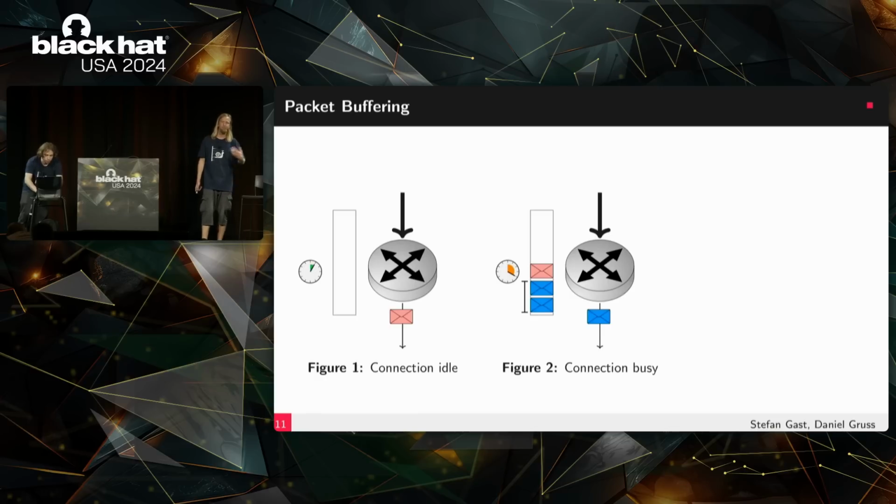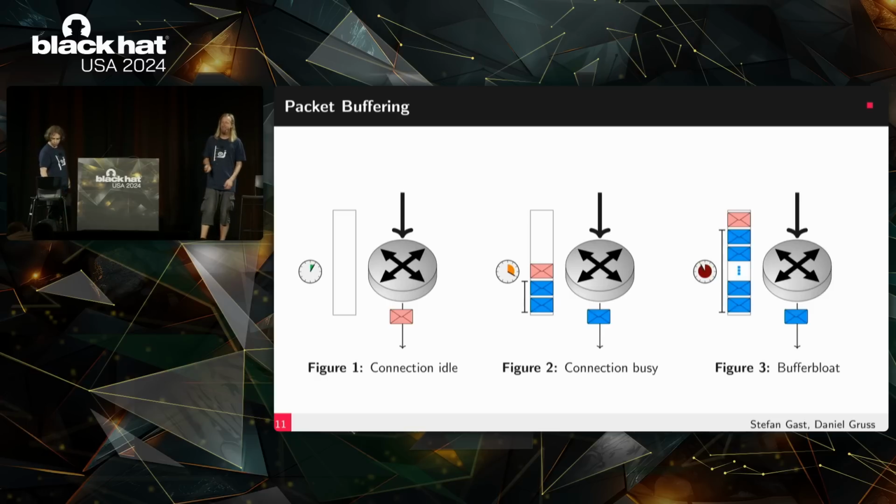If the connection is busy, then there is some buffering there, and it takes a little bit longer until the packet here in that case is actually forwarded. And there are some extreme cases, and this is known as the buffer bloat phenomenon, where latencies can even increase to something like half a second or so.